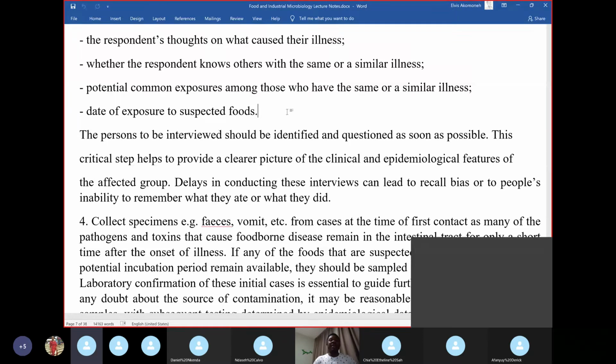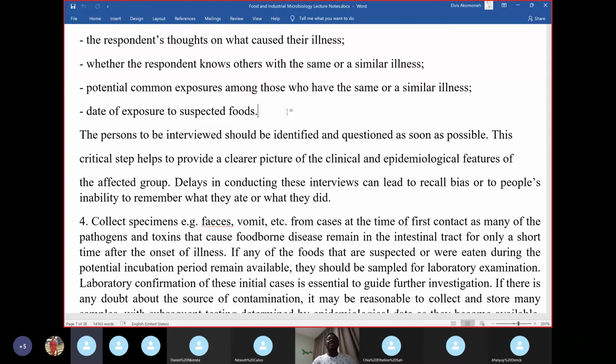Then second, it is possible that the victims can forget. The patients are already feeling funny, so it's possible that they can forget a lot of information. So as soon as you meet them, try to get the information so that recollection problems do not interfere with the accuracy of us getting the right information and the right food implicated. So as soon as you meet, get the information from the patient.